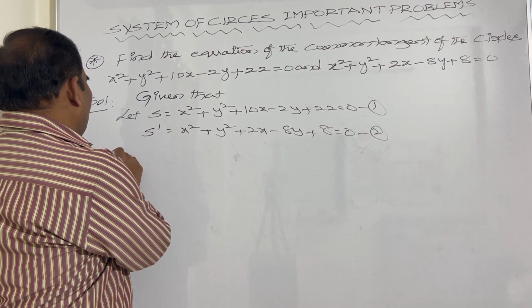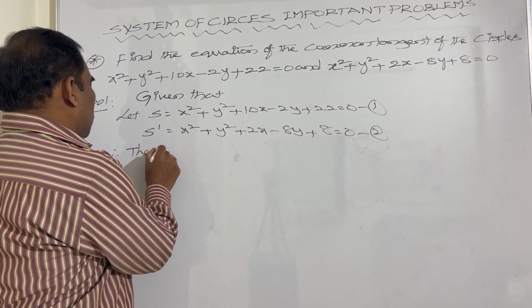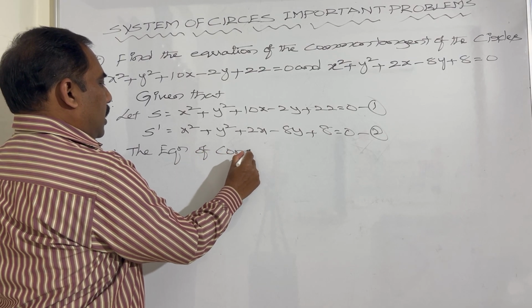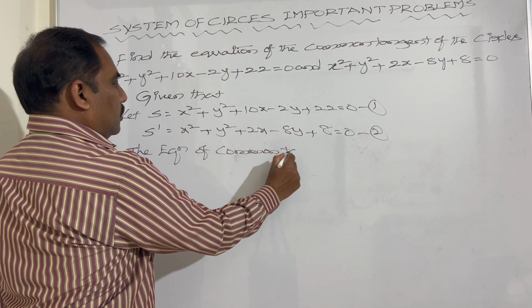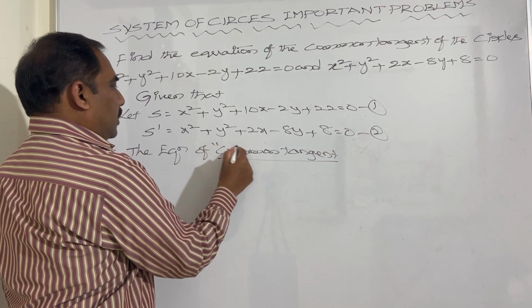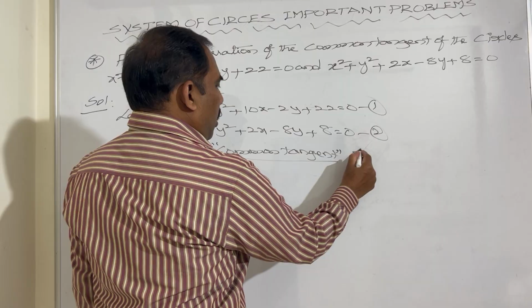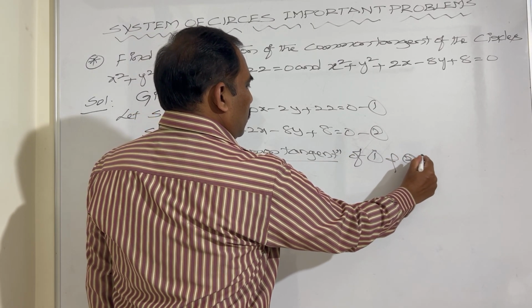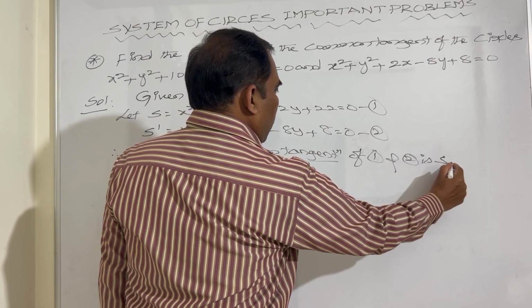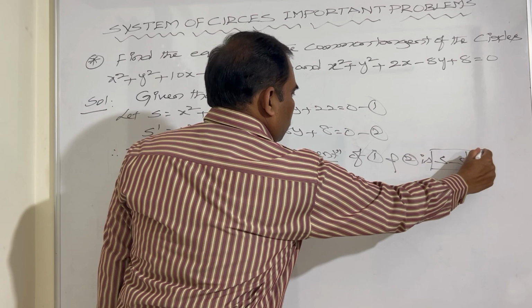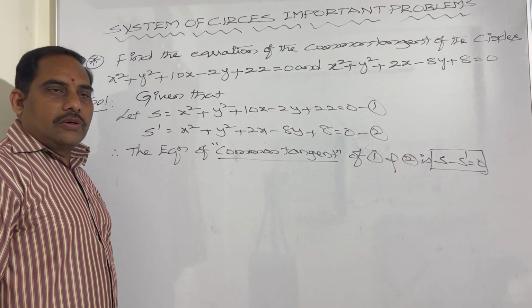Now, the equation of the common tangent of the given two circles 1 and 2 is S minus S dash equals 0.